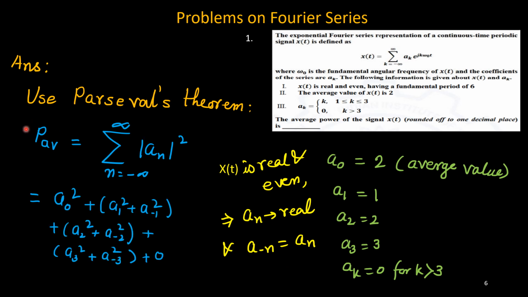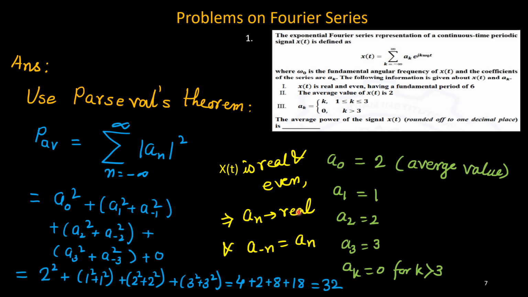Now you see this average power we can expand as, when n equals 0, then it is a0 square. Then I will consider n equal to 1 and minus 1 together. So a1 square plus a minus 1 square. Similarly a2 square, a minus 2 square, a3 square, and a minus 3 square. And the rest are zeros because a_k is 0 when k is more than 3. Now we can put the values for a1, a2, and a3, similarly for a minus 1, minus 2, minus 3.